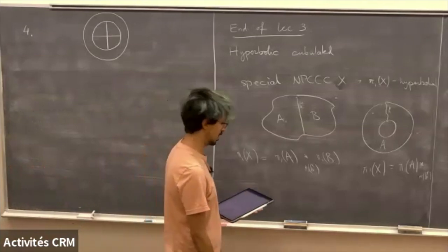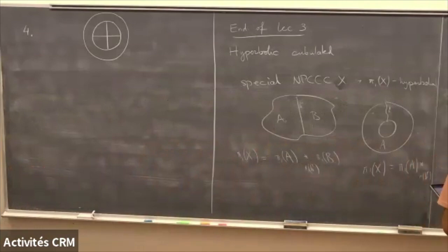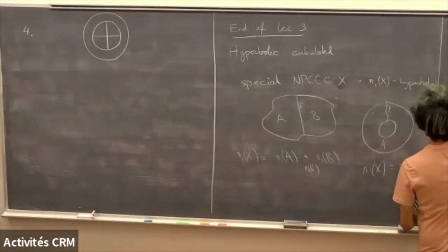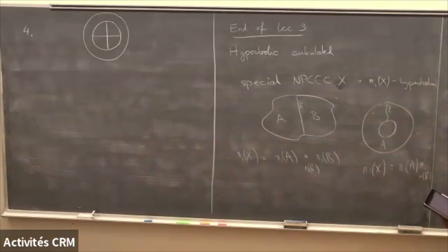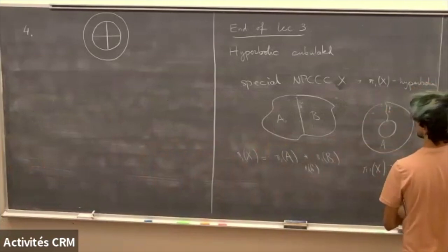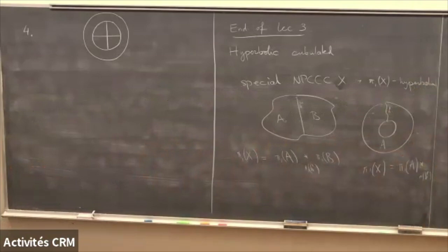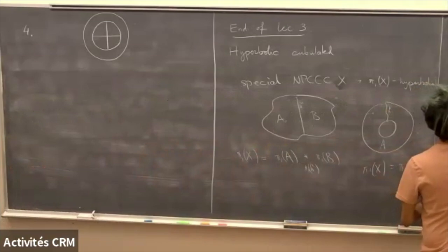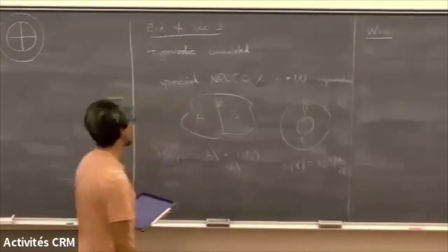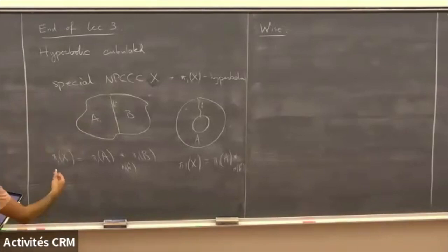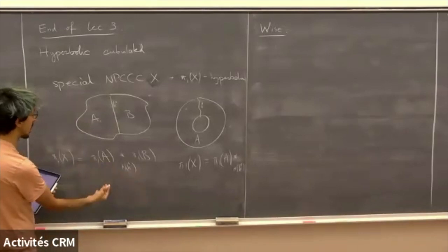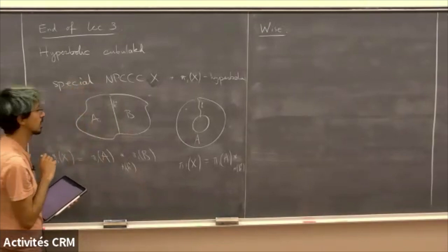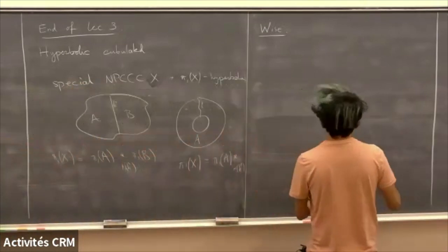So here's this amazing work of Wise, still with Haglund, the fact that you can break things down like this. What Wise tells us is, in fact, everything that can be written in such a way, meaning that has such a hierarchy, is virtually a special non-positively curved cube complex.